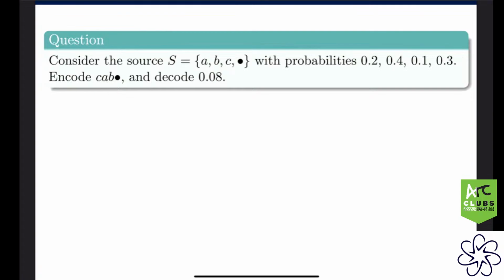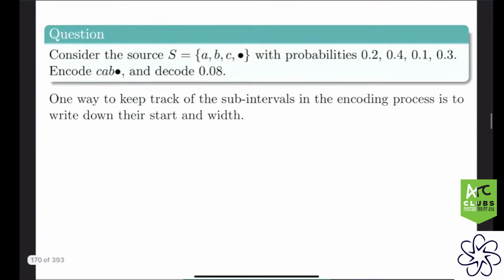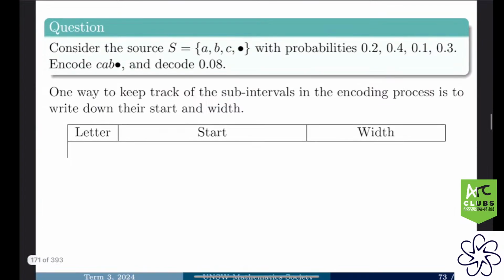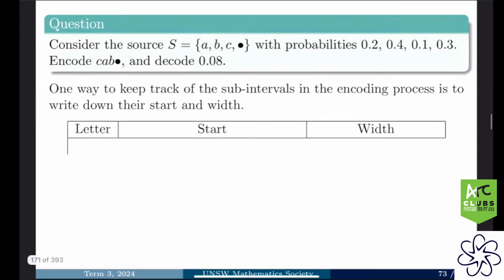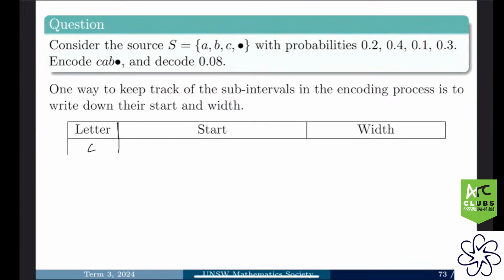So let's consider this source with probabilities. We want to encode CAB stop. The best way to go about this question is to write out this table. You're going to start off with the letter. So I want to have C, I want to have CA, I want to have CAB, and then I want to have CAB stop. This is what I'm going to build up. I'm going to build up these messages.